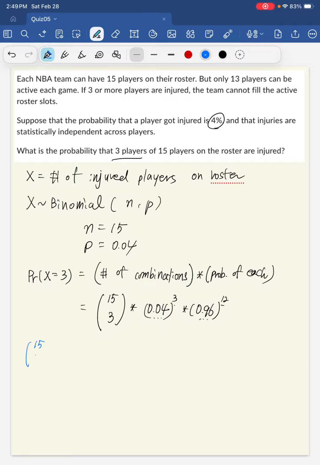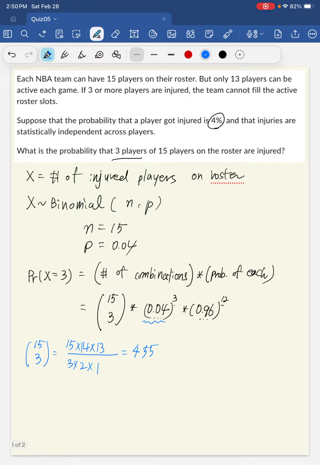So 15 choose 3. To count the combinations, the denominator will have 3 times 2 times 1. And the numerator will have 3 numbers multiplied, that starts from 15, 14 times 13. So you calculate this, use a calculator. It is 455. There are 455 different combinations you can imagine, right? When 3 players are injured.